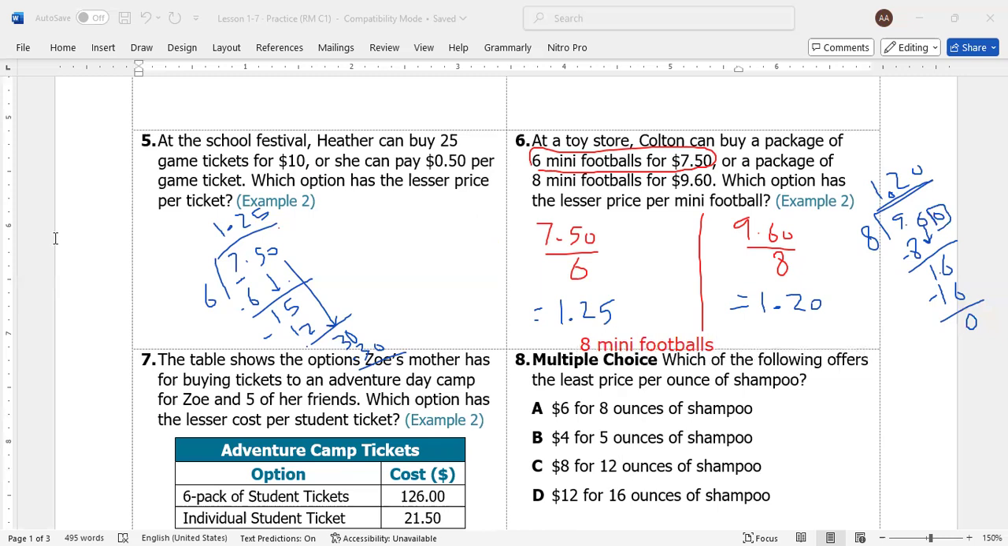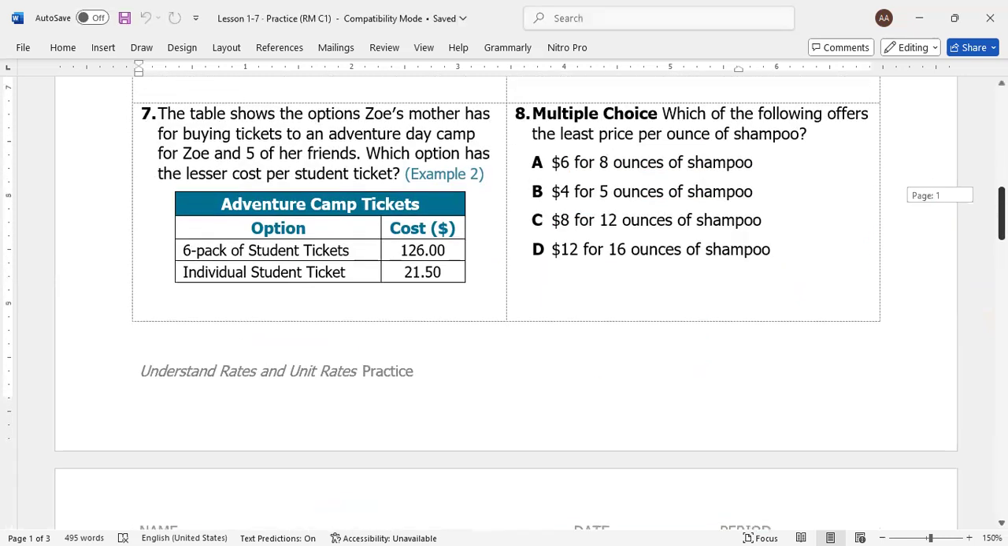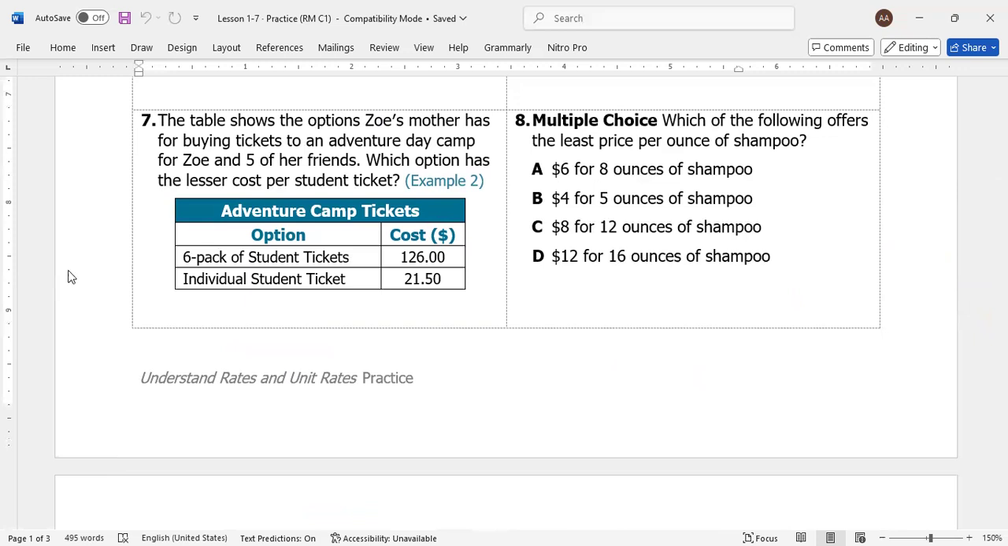Okay. The next question is the same. The table shows that Zoe's mother has an offer for buying tickets to a day trip for Zoe's class. Which option has the lesser cost? Again, he's asking which one is the lesser cost. You have two options, you can see here the option and the cost. If there is a 6 pack of student tickets, they are totally paying 126, and an individual, alone, ticket is costing 21. How will I compare? If I know what will be the cost of one student in the group, then I can compare which one is the lesser price.